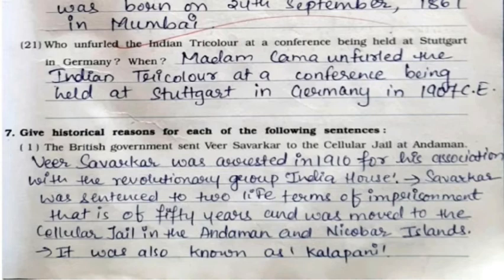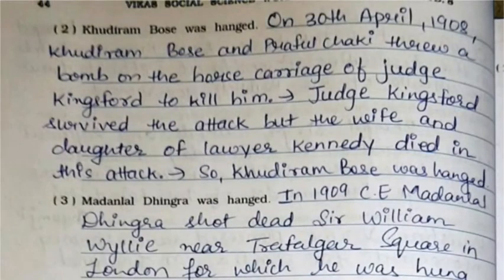So the answer is Veer Savarkar was arrested in 1910 for his association with the revolutionary group India House. Savarkar was sentenced to 2 life terms of imprisonment, that is of 50 years, and was moved to the cellular jail in the Andaman and Nicobar Islands. It was also known as Kalapani. Second one, Khudiram Bose was hanged.